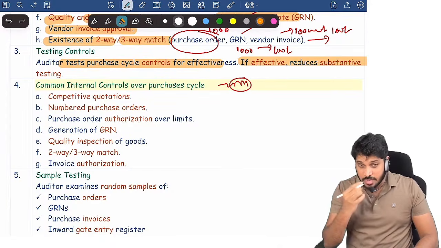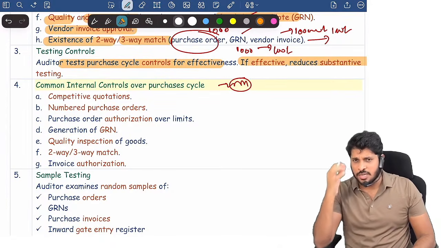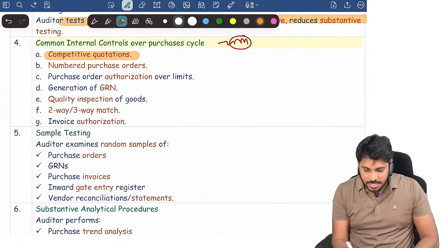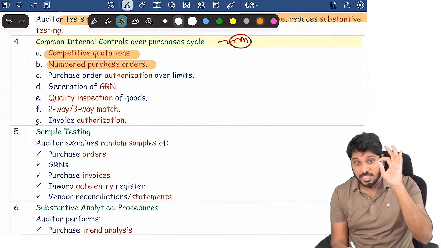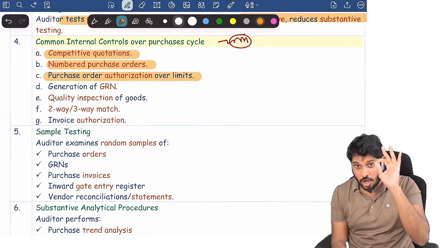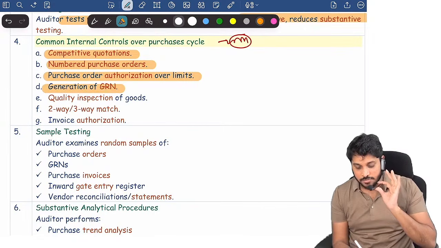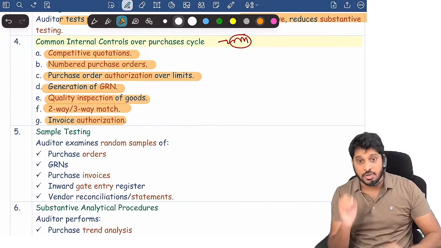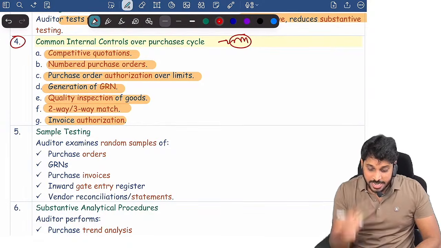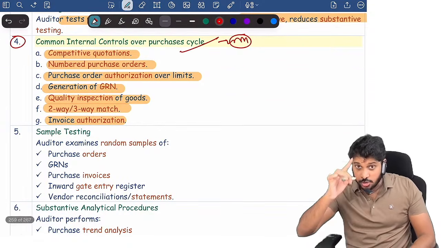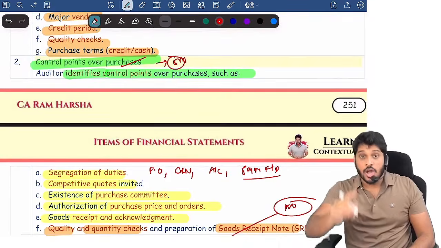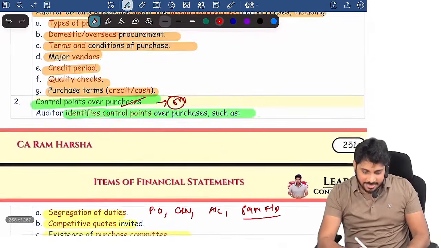So if the controls are effective, it reduces substantive checks. Like, what are controls over the purchase cycle? See whether there are competitive quotes, whether purchase order numbering is there, whether purchase order authorization over a certain limit is there, generation of GRN, quality inspection, two-way match, three-way match, invoice authorization. You know what? Now in the exam they can ask you either controls over the purchase cycle, or they can ask you control points over purchases. Anything they can ask you.